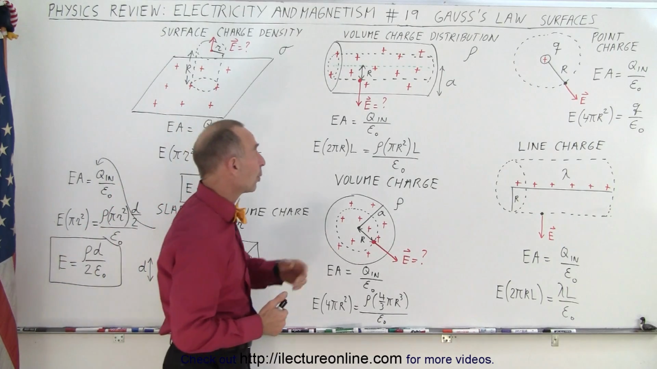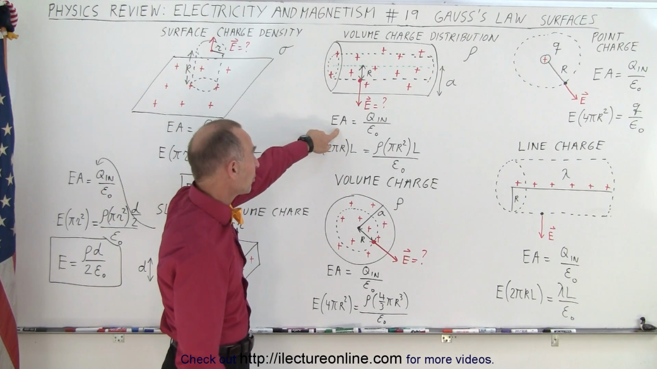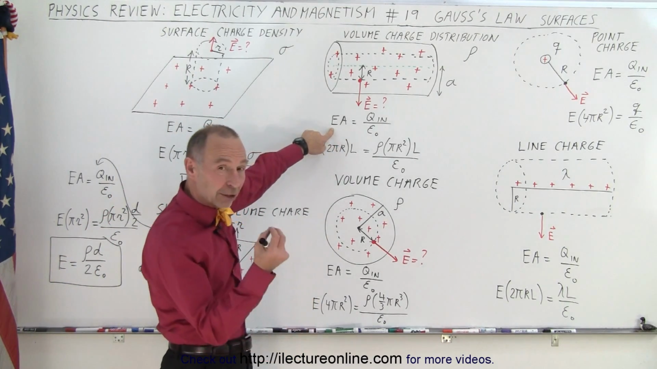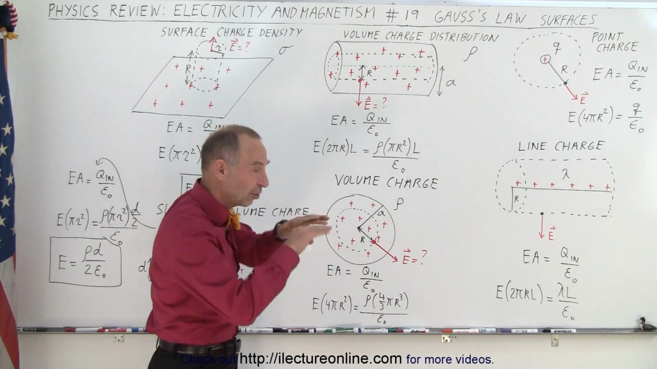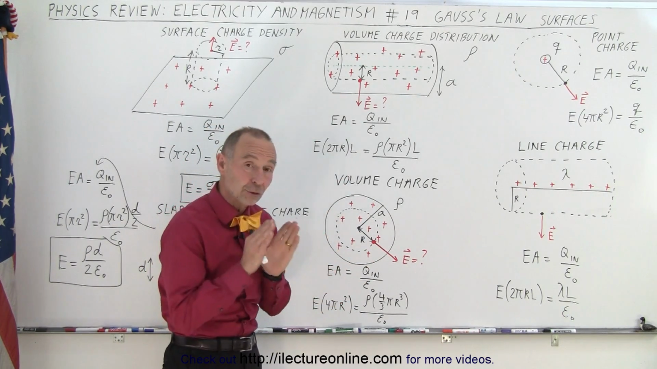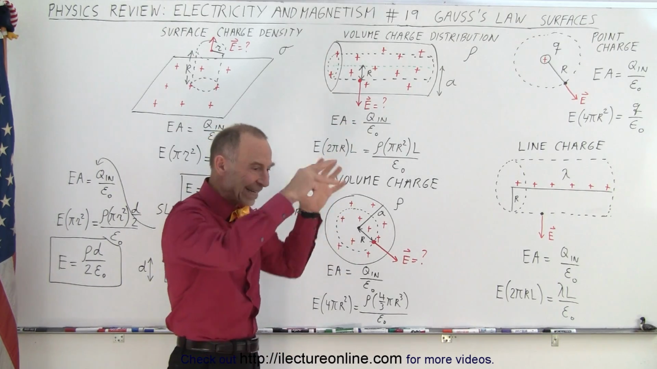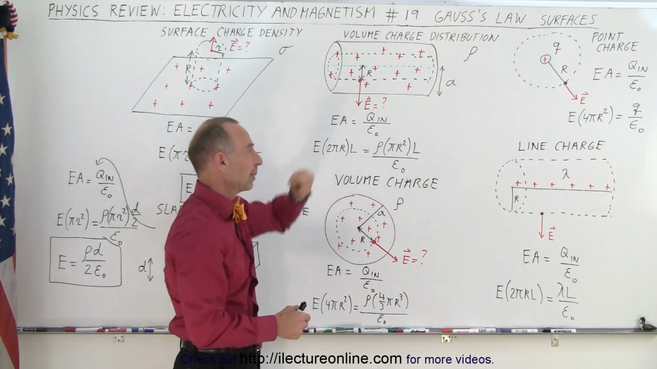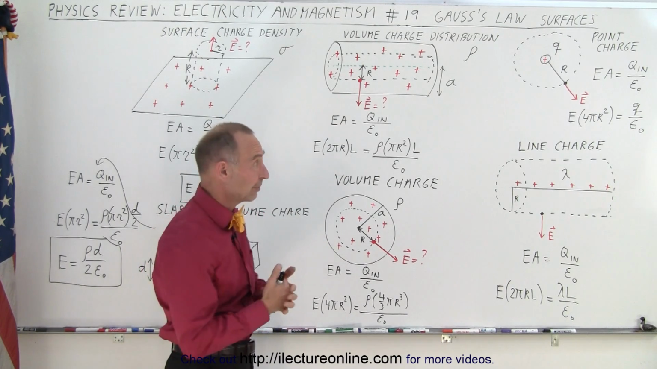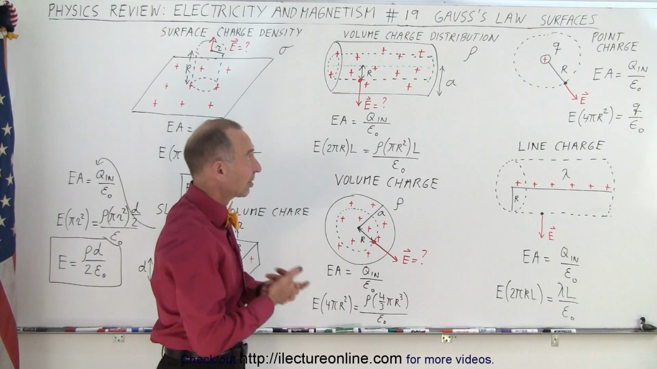Notice that in each case we always start with the equation that the strength of the electric field at the point that we're interested in, times the surface area of the Gaussian surface through which the electric field goes or emanates, is equal to the charge inside that Gaussian surface divided by epsilon sub naught, which is the permittivity of free space. So we have 6 examples.